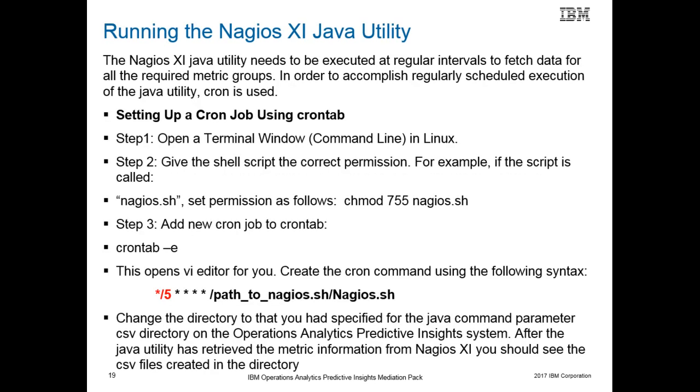The Nagios XI Java shell script needs to be executed at regular intervals to fetch data for all the required metric groups. In order to accomplish regularly scheduled execution of the Java utility, cron is used. The steps to schedule the cron job are shown in this slide. Note that the red 5 indicates that the cron job will be run every 5 minutes. You must make sure that the correct path to execute the nagios.sh file is set.